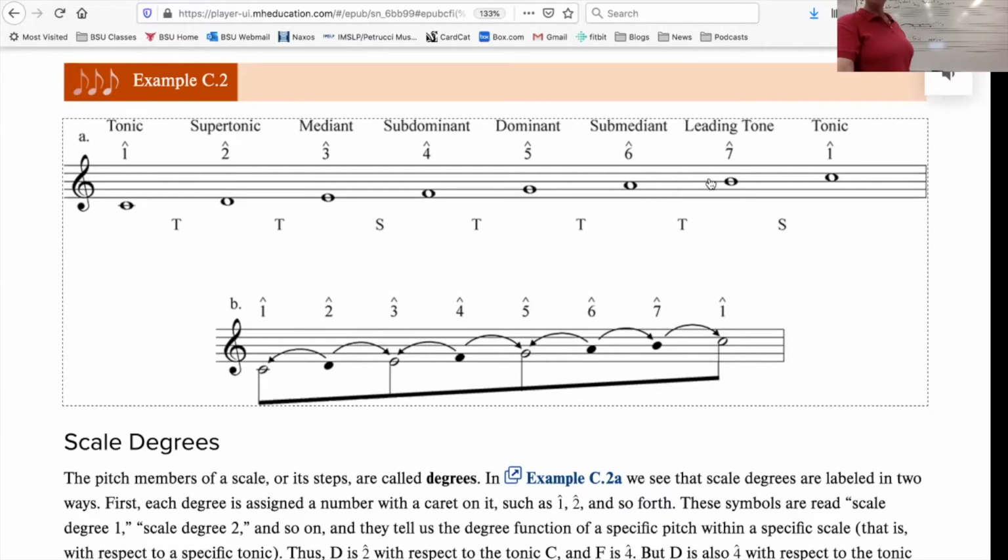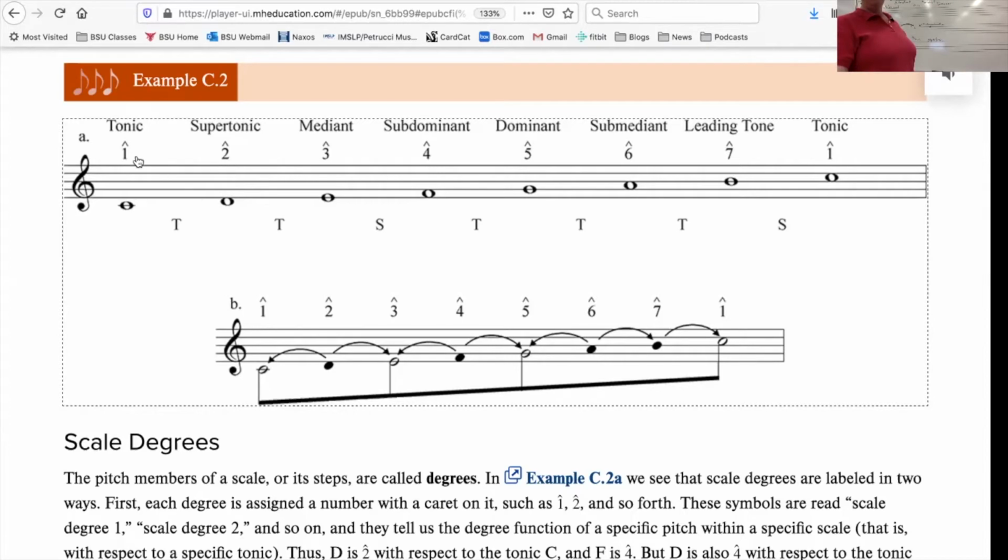And now here's the second tetrachord. 5, 6, 7, 1. Again, same structure, now starting on the dominant note: whole step, whole step, half step. The 2 tetrachords are separated by a whole step.